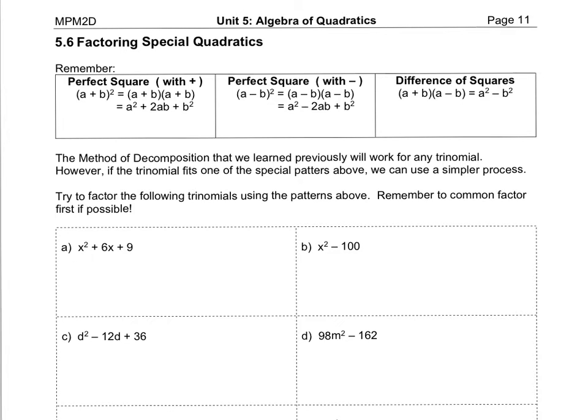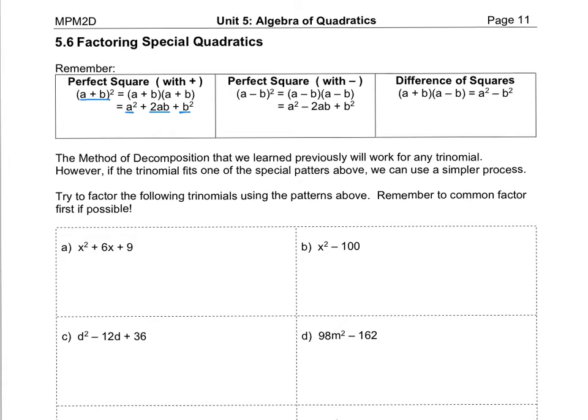In one of our previous lessons, we looked at expanding special products. For example, we looked at what happens if we multiply a binomial by itself, so a plus b all to the exponent of 2. And we found there was a shortcut: square the first, double the product, and square the last.